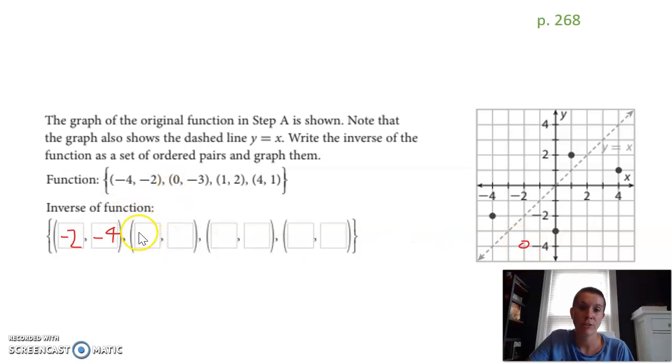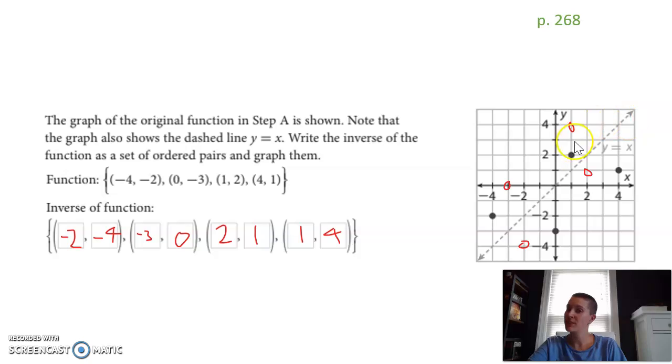Our second point, 0, -3, becomes -3, 0. -3, 0 is right here. 0, -3, the original function, is here. 1, 2 becomes 2, 1. 1, 2 is right here. 2, 1. Did you guys see me almost put it at 2, -1? This is 2, 1 here. Finally, 4, 1 becomes 1, 4. 4, 1 is here. 1, 4 here.